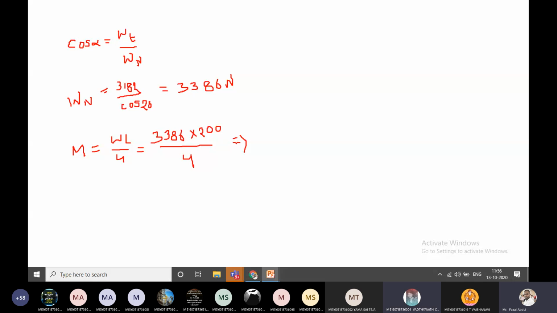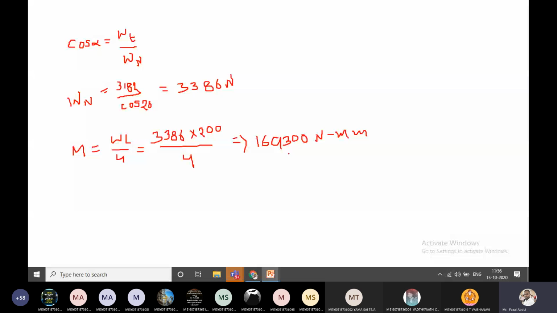169300. Very good. Bending moment value is 169300, double zero. What is the units? Newton mm. Okay, Newton mm.